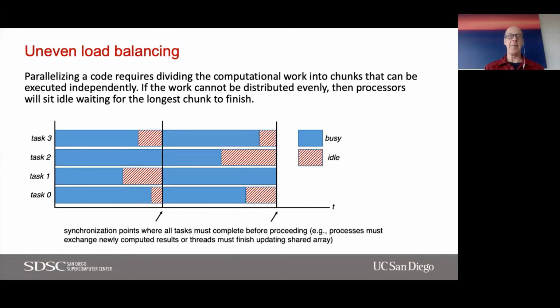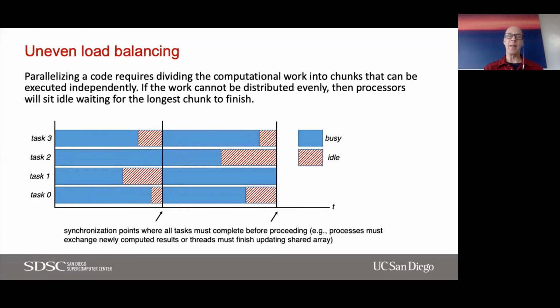So we start in the beginning, we give task 2 a big chunk of work, and then tasks 0, 1, and 3 smaller chunks. So what's going to happen is task 1 is going to finish, then task 3, then task 0. They're going to be sitting there, idle, just waiting for task 2 to finish. So that is going to impact your performance and your scalability.